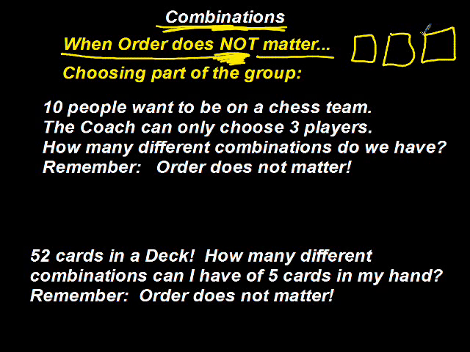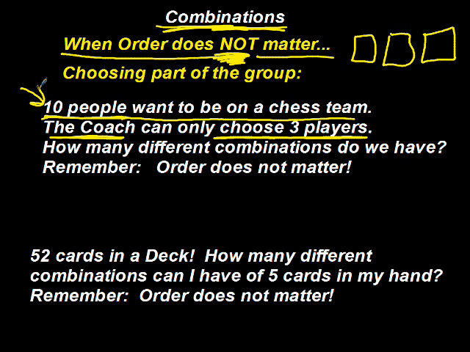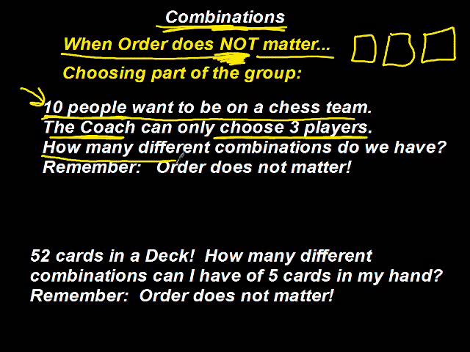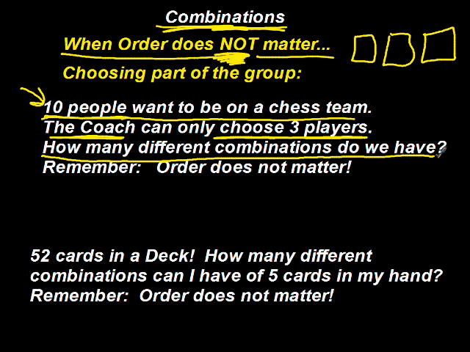Let's jump into an example. Let's say that we have 10 people, and they want to be on a chess team. But the coach can only choose 3 players out of the 10 people. So how many different combinations do we have? Remember, order does not matter. So I'm going to have fewer choices because I don't have to have the 3 kids and then put them in order too. I can have the 3 kids in any order I want.